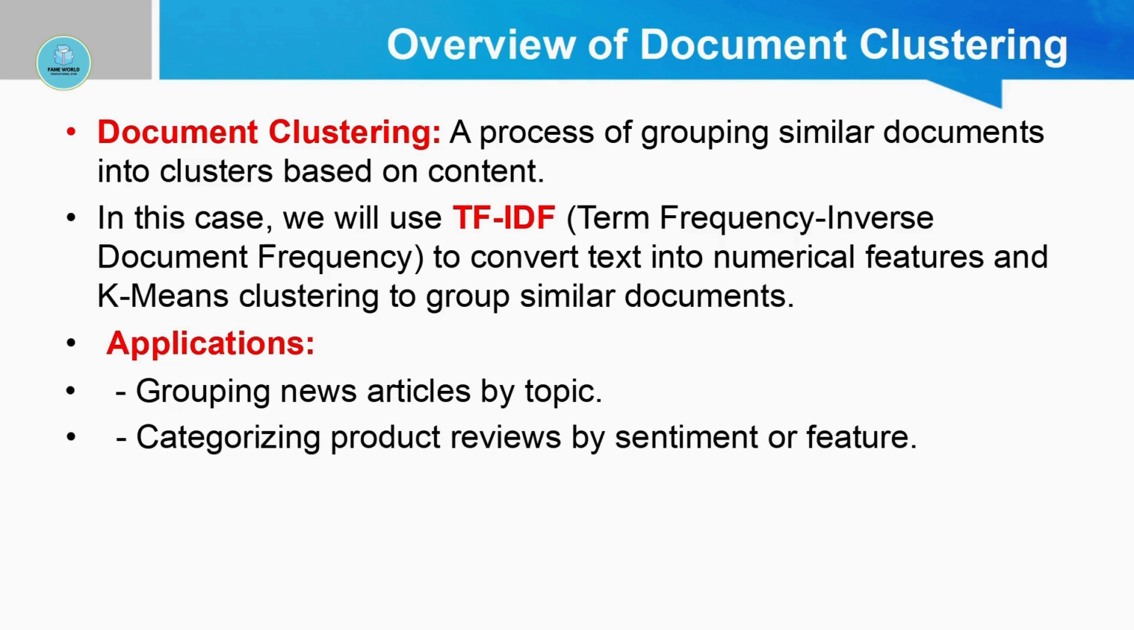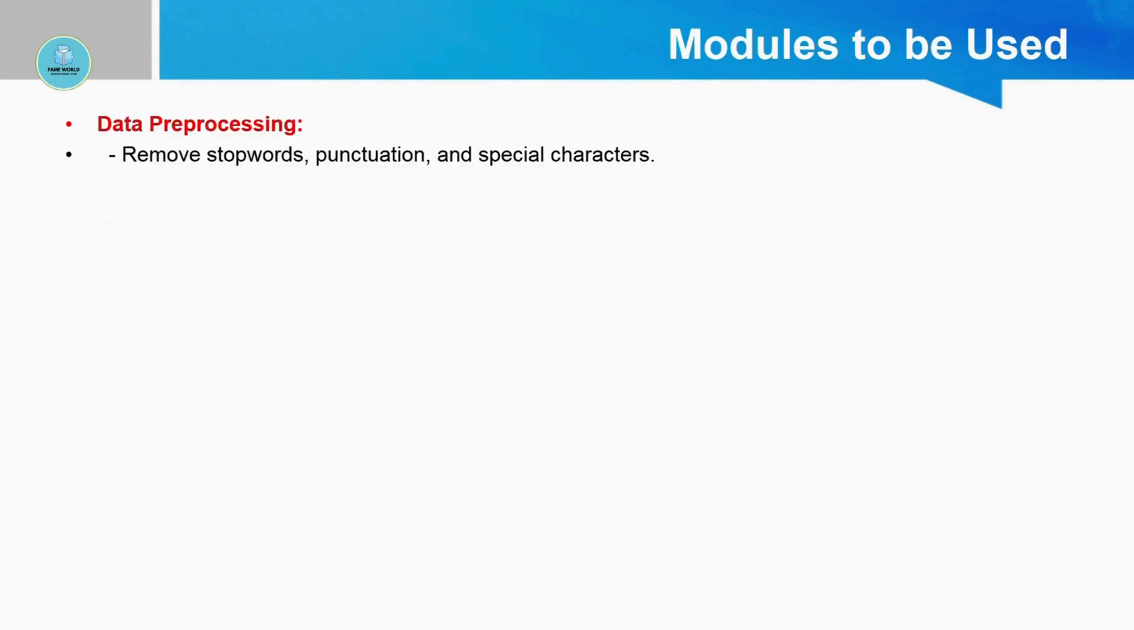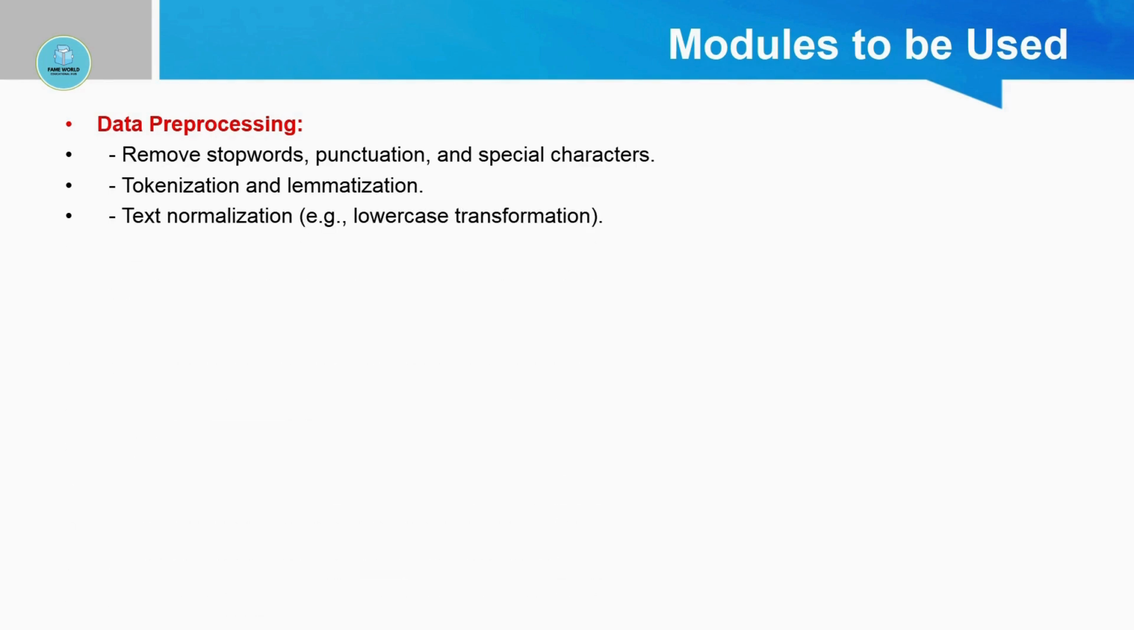In building this document clustering system, we use the following key modules and techniques. Data processing: removing stop words, punctuations, and special characters from the text. Tokenization: splitting text into words or tokens. Lemmatization: converting words to their root forms. TF-IDF vectorization: this technique converts text into numerical features, making it suitable for machine learning algorithms.